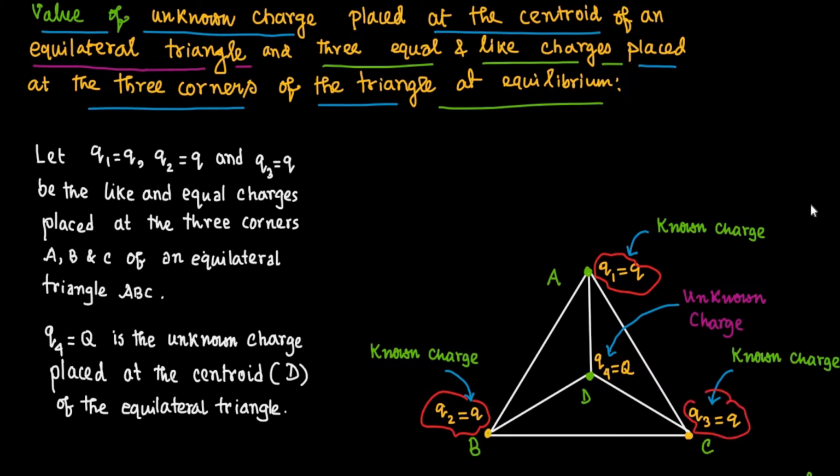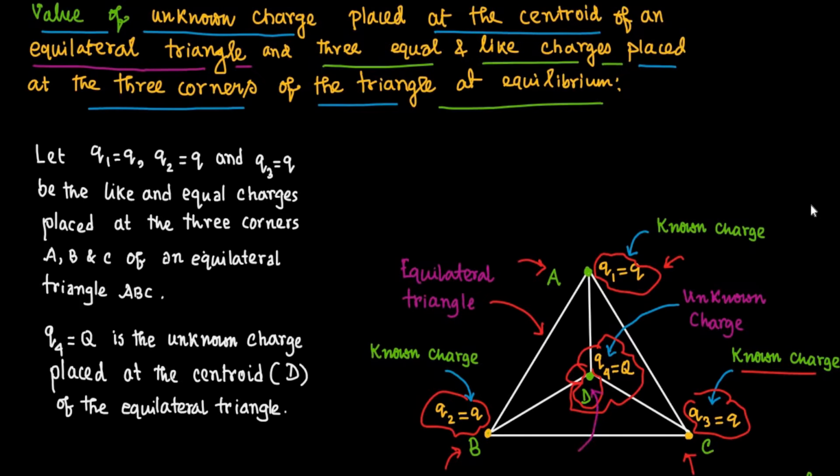Here Q1, Q2 and Q3 are known charges placed at the three corners A, B, C of the equilateral triangle. The unknown charge Q4 equal capital Q is placed at the centroid D of the triangle. Here D is the centroid of the equilateral triangle.